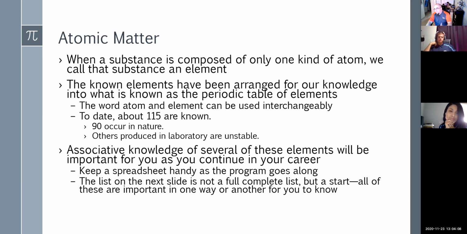So when a substance is made up only of one type of atom, we call that substance an element, right? Oxygen, hydrogen, helium. The elements are arranged for our knowledge in what's known as the periodic table of elements, right? The word atom and element can be used interchangeably because we're only talking about one item on the periodic table. There are 115 that we know, 90 occur in nature, and then the remaining 25 obviously are very unstable and just kind of break down rapidly.